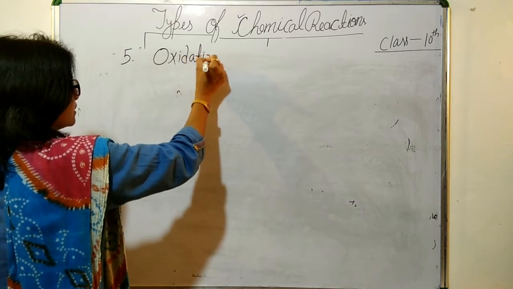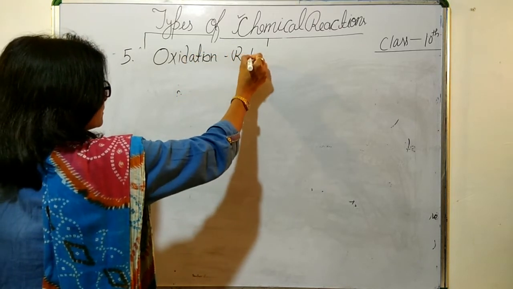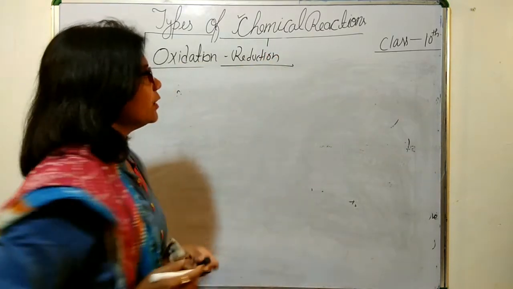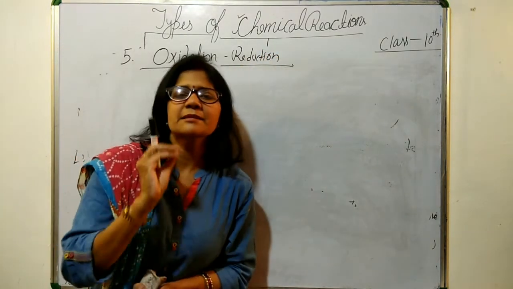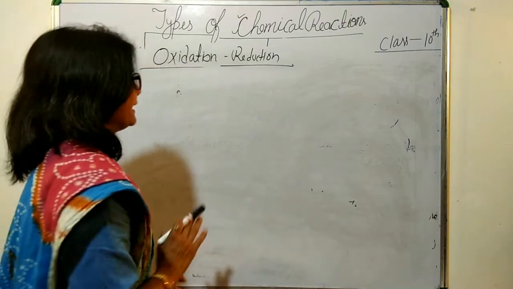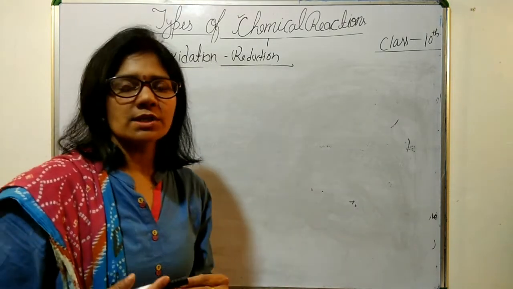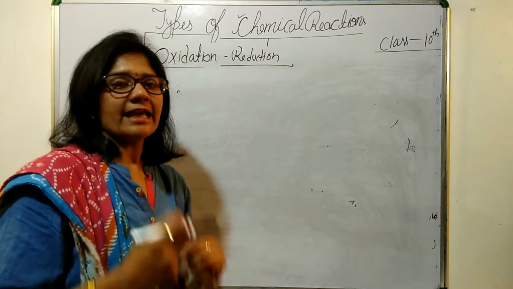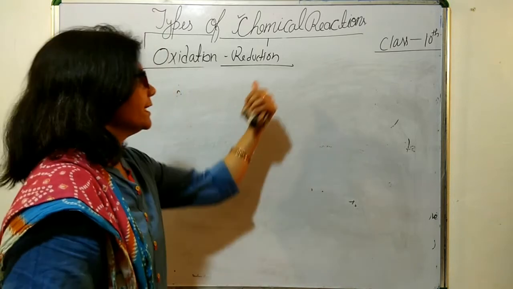Oxidation and reduction. At the level of class 10, the only simple definition for oxidation is that when any compound gains oxygen, then it is oxidized, and if it loses oxygen, then it is reduced.